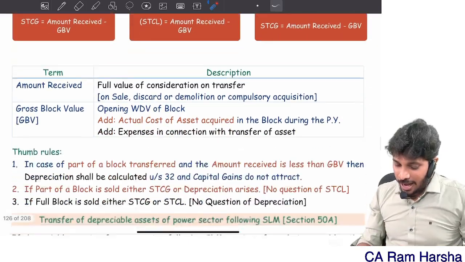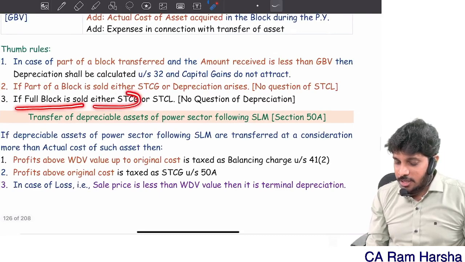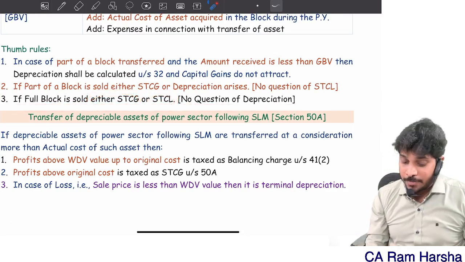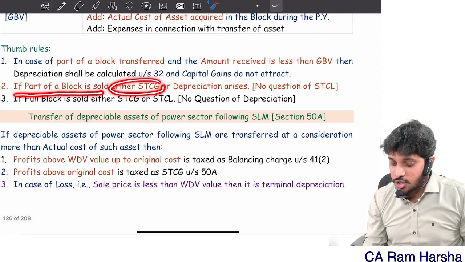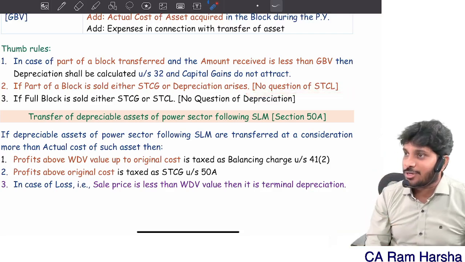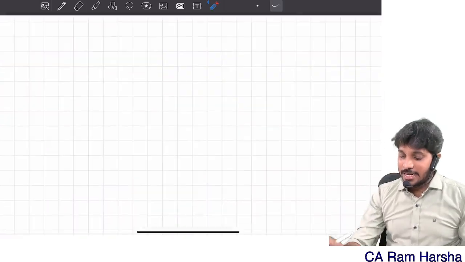Correct? I gave thumb rules here. If a full block is sold, there is either short-term capital gain or short-term capital loss, no question of depreciation. If part of a block is sold, there is either short-term capital gain or depreciation, no question of short-term capital loss. Easy. Fine. Now let's continue.